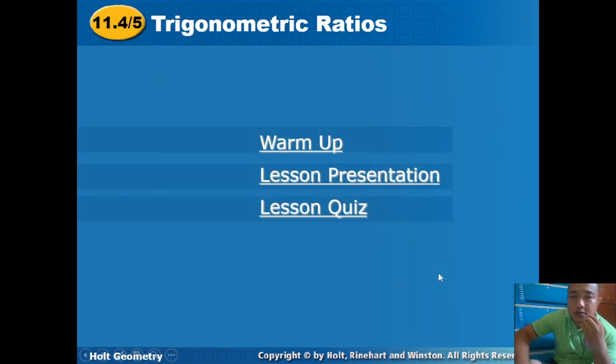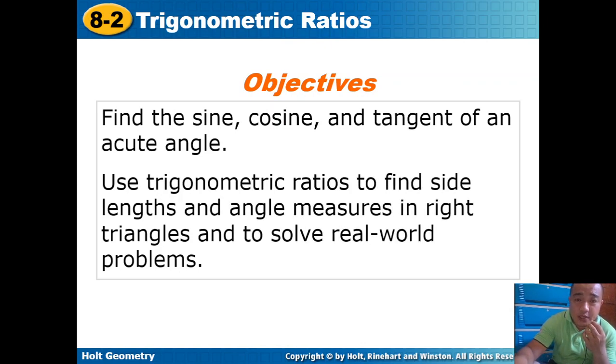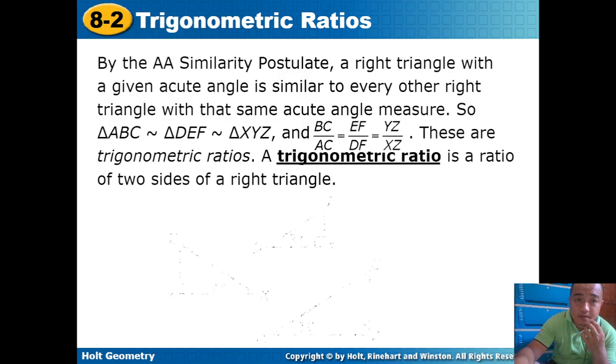Hello, grade 9 students. This is the continuation of our discussion on the six trigonometric ratios: the sine, cosine, tangent, cosecant, secant, and cotangent. And by the way, this is our topic in mathematics for quarter 4, week number 1. So the objectives: find the sine, cosine, and tangent of an acute angle. Use trigonometric ratios to find side lengths and angle measures in right triangles and to solve real-world problems.